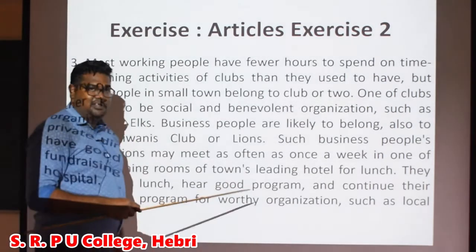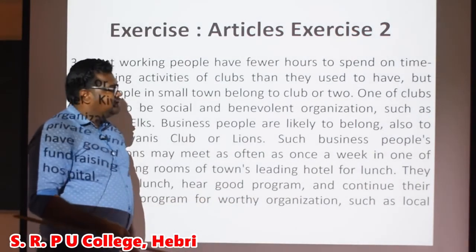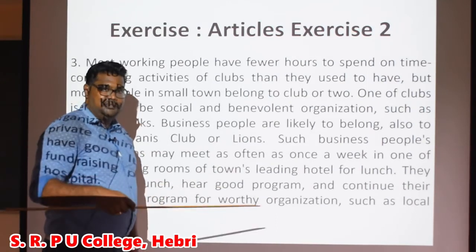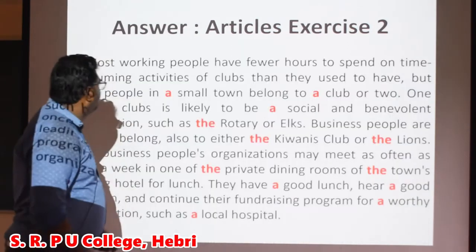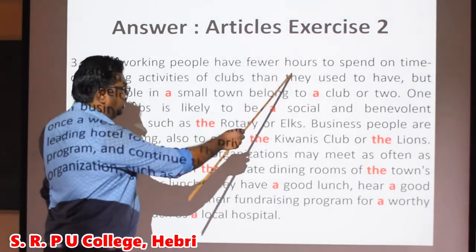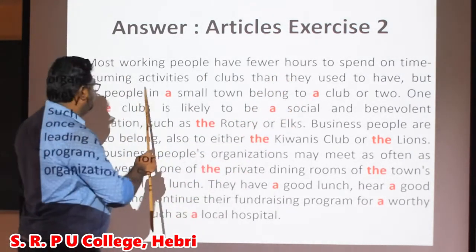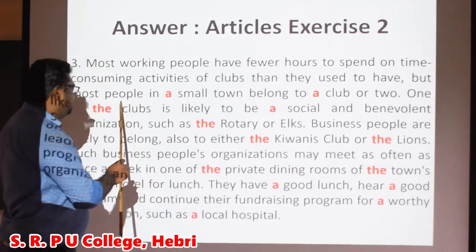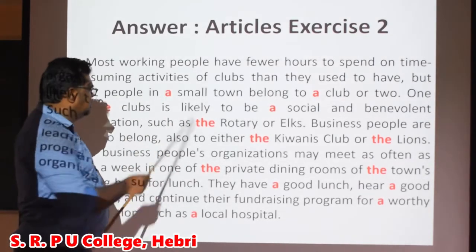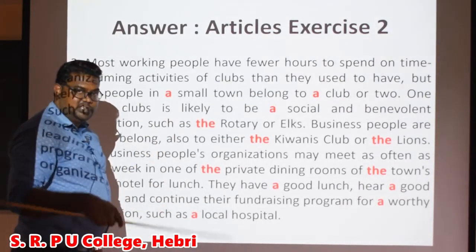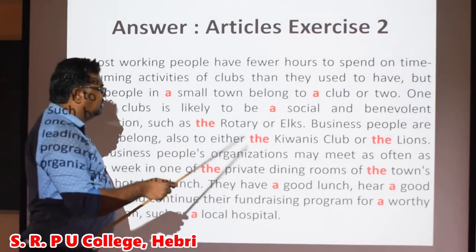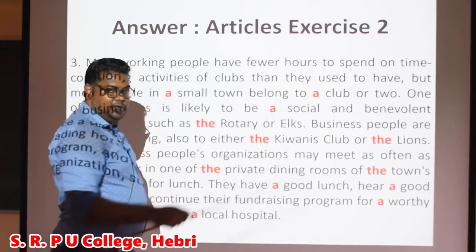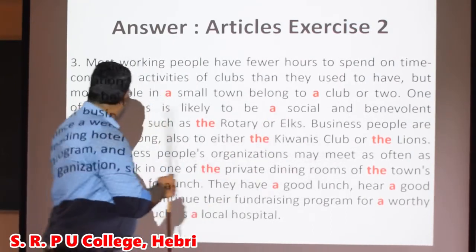Now this paragraph is without articles. So when you apply the right article, just see how the meaning changes, and eventually it becomes a meaningful paragraph. Most working people have fewer hours to spend on time consuming activities of clubs than they used to have. But most people in a small town, small starts with a consonant. So a small town belong to a club. A club means one. A is used in the sense of one. A club or two.